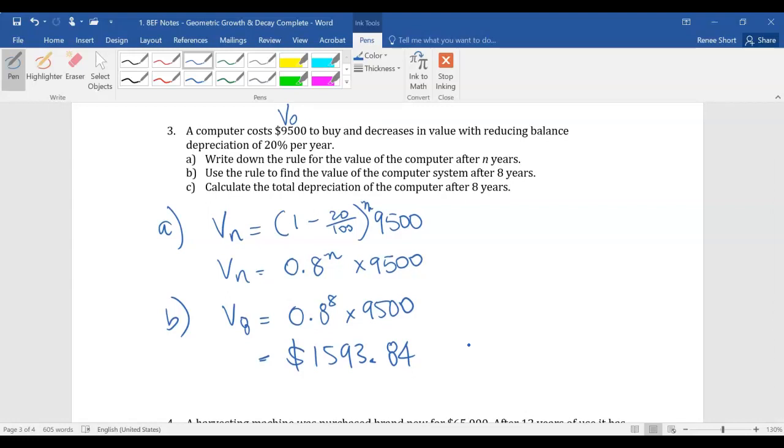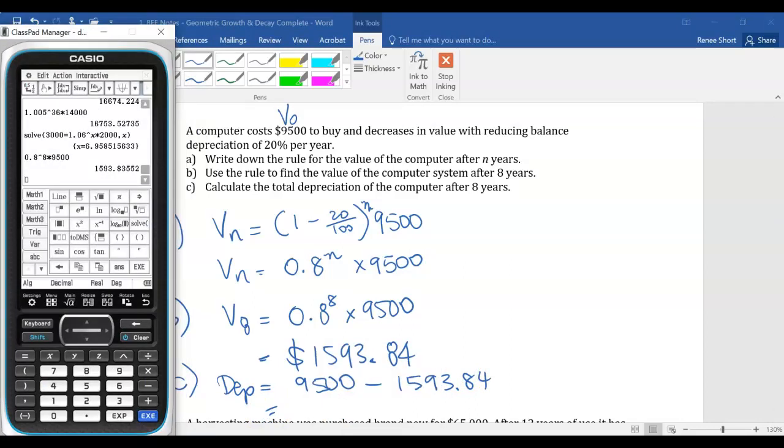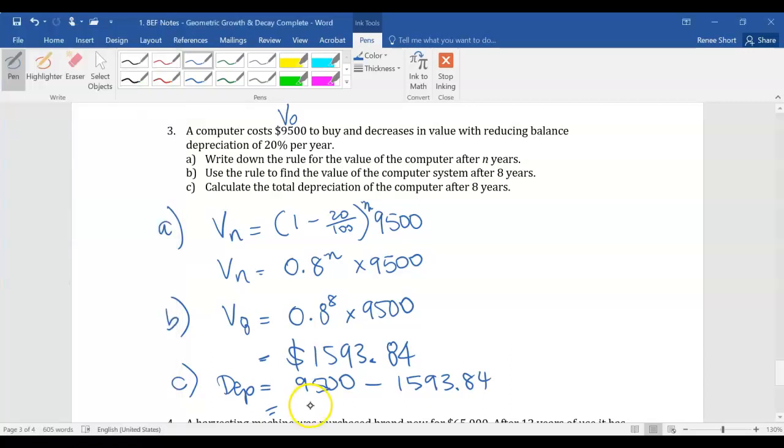And it says calculate the total depreciation. So that wants to know, well, how much money has been lost? What's the difference? So I need to do 9,500, that initial amount, minus how much it's worth at the end of the 8 years. So 9,500 minus 1593.84. And I get 7906.16. So yeah, it's lost $7,906.16 in that 8-year time period.